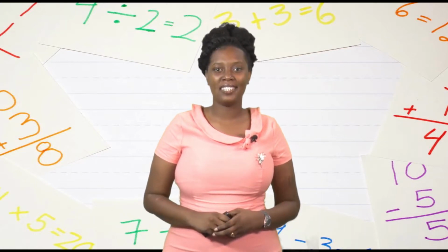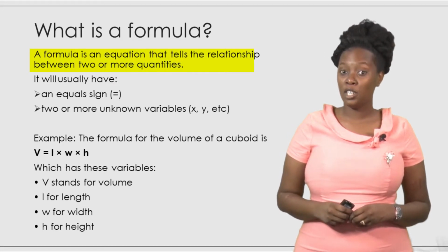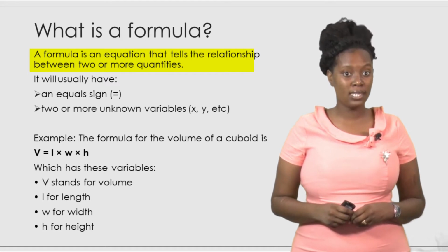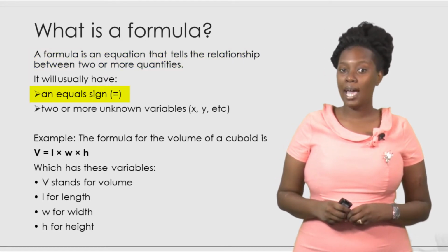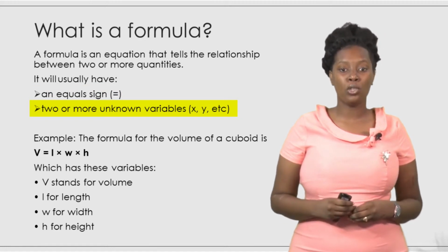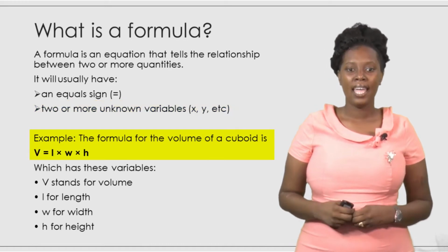Let's get started. What is a formula? A formula is an equation that tells the relationship between two or more quantities. It will usually have an equal sign and two or more unknown variables. Example, x, y, or z.